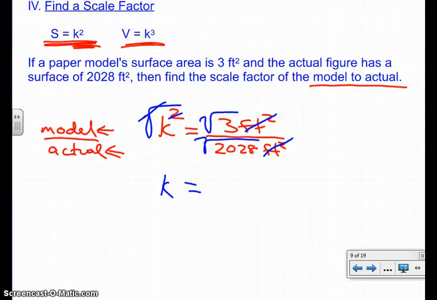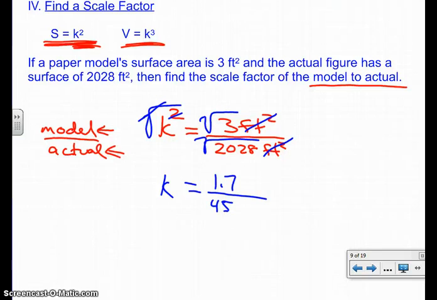What is the square root of 3? Let's round it to the 10th place. Square root of 3, 1.7. And the square root of 2028? 45. It'd be 45.0, so 45. 45.0. And what's the next number after 0? 3. Okay, so good. So we could say we have a scale factor of 1.7 to 45.